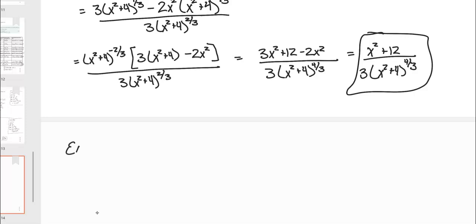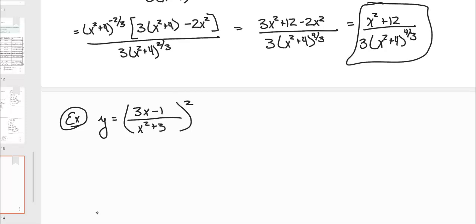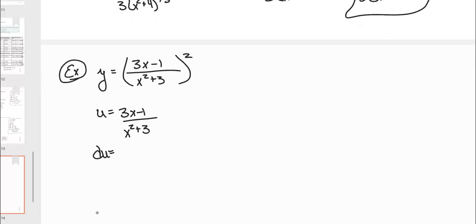So let's do another one. Let's say we have y equals (3x minus 1 over x squared plus 3) quantity squared, and we want to take the derivative. So we're going to do a u substitution. Our inside function is that quotient, 3x minus 1 over x squared plus 3. So du is the derivative of that, and that's going to be a quotient rule.